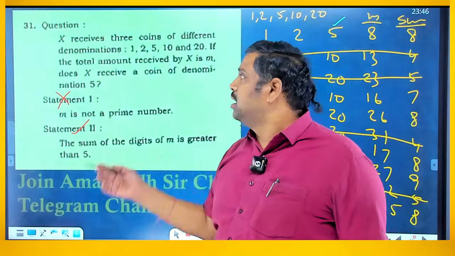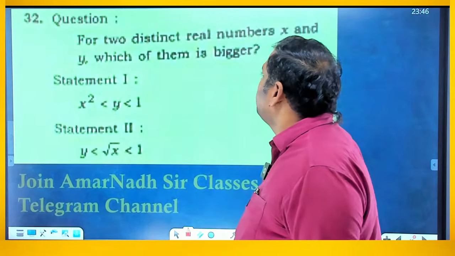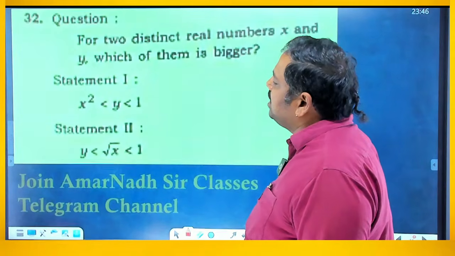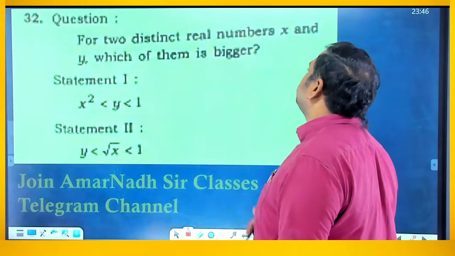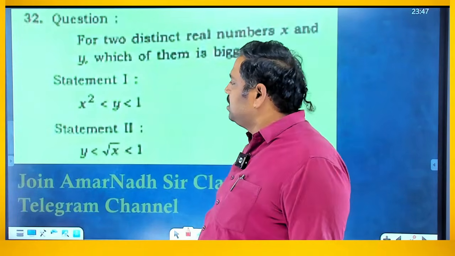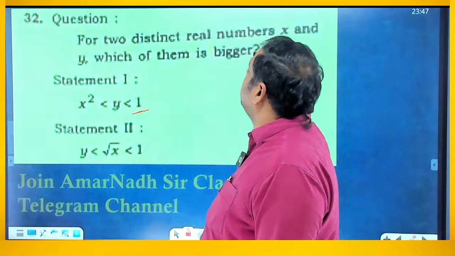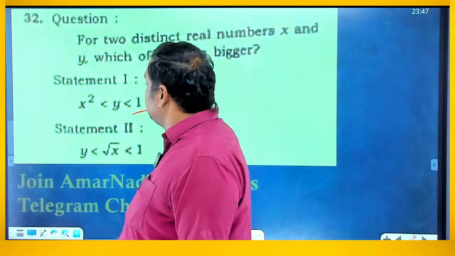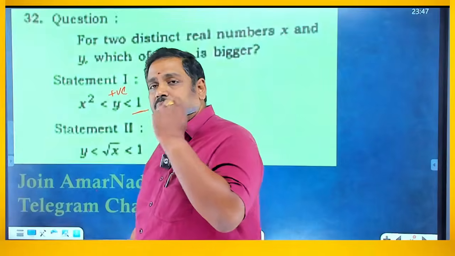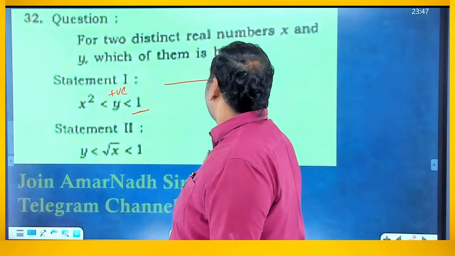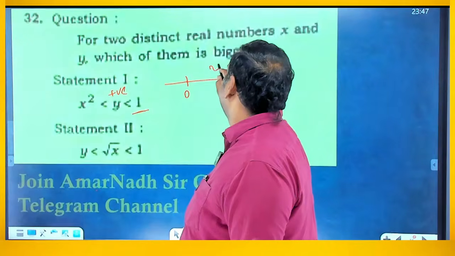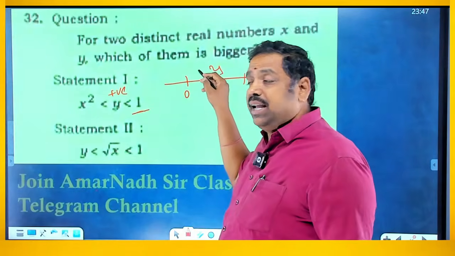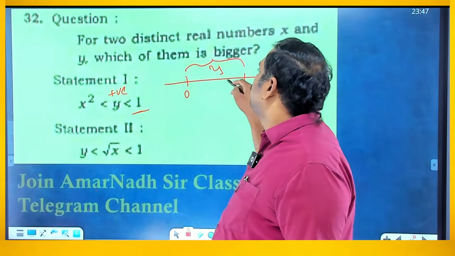Okay, let's see the next beautiful one. For two distinct real numbers x and y, which of them is bigger? Statement 1: x square is less than y is less than 1. See, it is less than 1. Since x square is less than y, y is definitely a positive number. Positive and less than 1 means y is in the range of 0 to 1. Less than y means x also lies in the same range of 0 to 1.